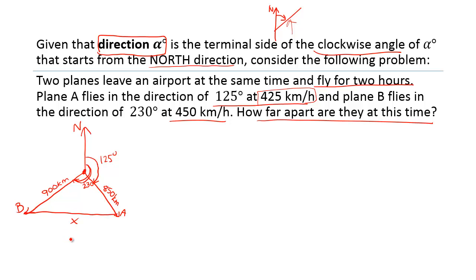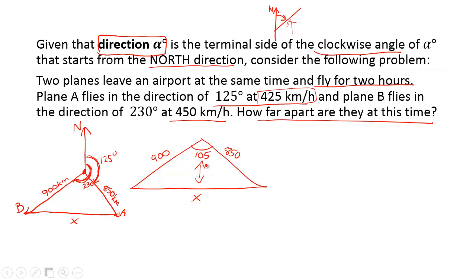So that's our x. So let's redraw this scenario. We've got this triangle. Now what's this angle? Well, it's whatever 230 is minus 125, which is 105 degrees between them. This one's gone 850 and this one's gone 900, and we want to find x. So in this case, this gives us a nice usage of the cosine law because we don't have a pair of opposites, but we need to find the side.